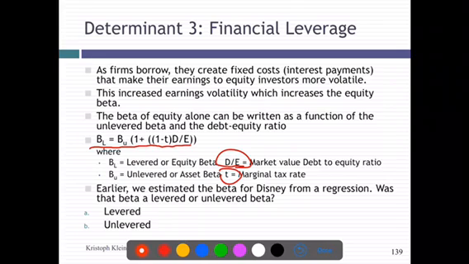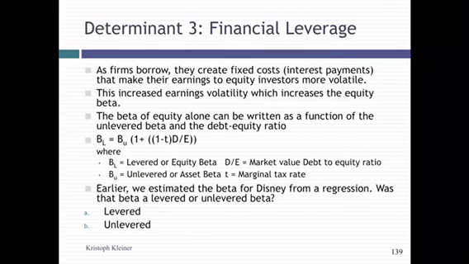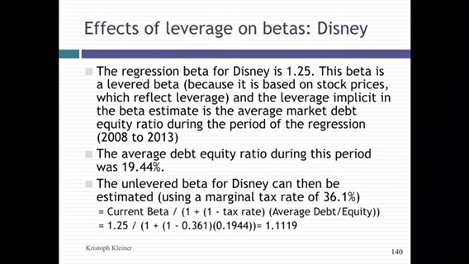Now earlier we estimated the beta for Disney from a regression. We asked, was that beta a levered or an unlevered beta? The answer is that it was a levered beta, because a levered beta is a beta for a company that has some debt. Because Disney has some debt, it is levered. An unlevered beta is only possible when the firm has no debt at all. So let's see how we use this in practice.